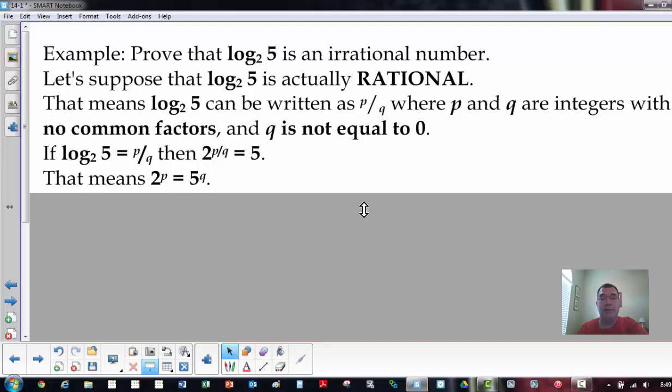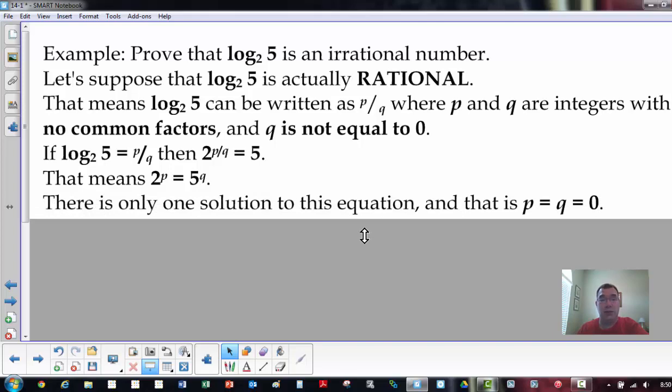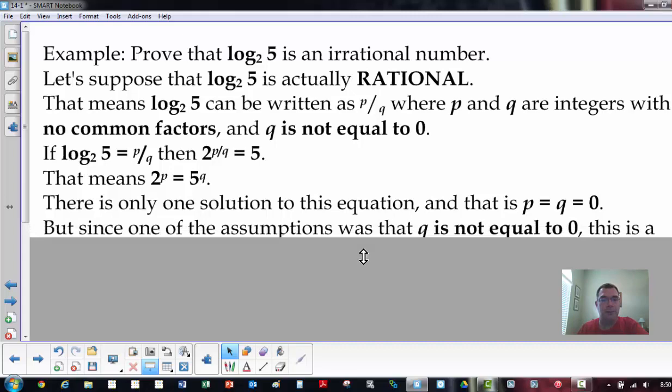If I raise both sides of that equation to the exponent q, then the left side becomes 2 to the p and the right side becomes 5 to the q. Well, there's only one solution to this equation, and that would be if p and q were both equal to 0, making both sides equal to 1. You can kind of see that if you have a bunch of 2's being multiplied together or divided, that could never really equal a bunch of 5's being multiplied together or divided. So the only real solution is that p and q are both equal to 0.